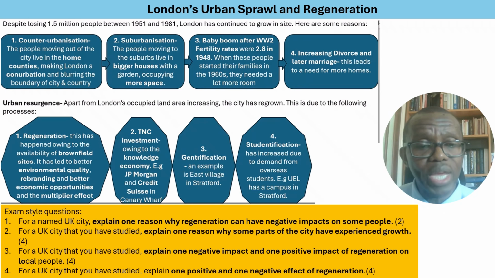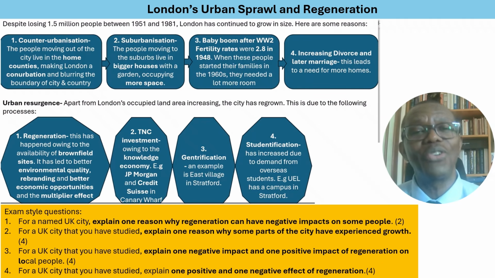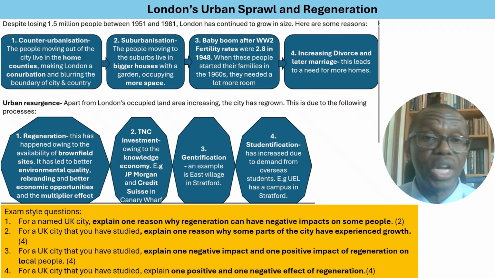Then we have, for a UK city you have studied, explain one reason why some parts of the city have experienced growth. So you can talk about regeneration, you can talk about TNC investment. So these reasons here we gave for urban resurgence are reasons that you can talk about here. Then for a UK city you have studied, explain one negative impact and one positive impact of regeneration on local people. So again, we have discussed that.